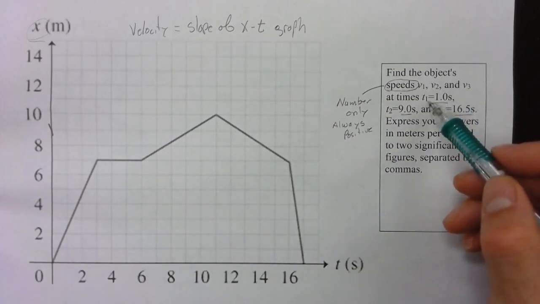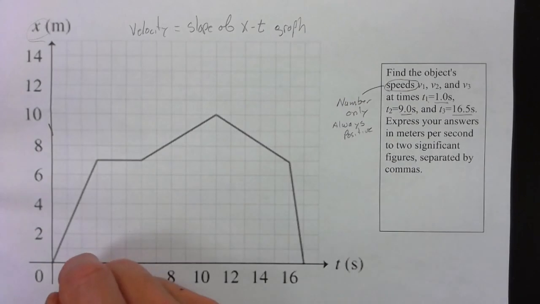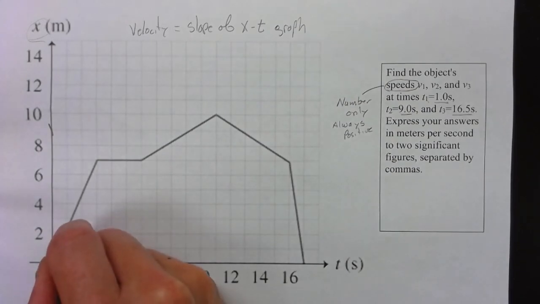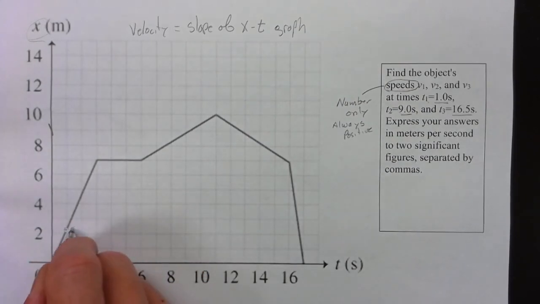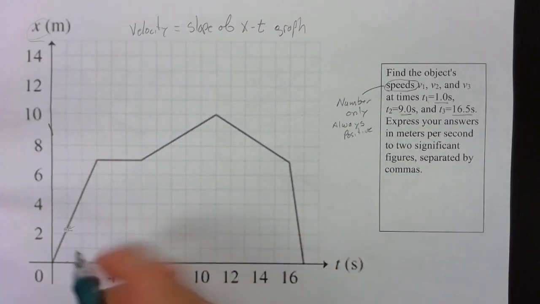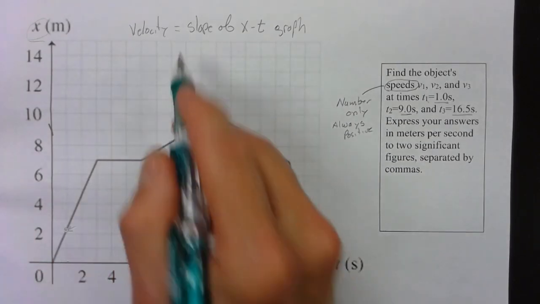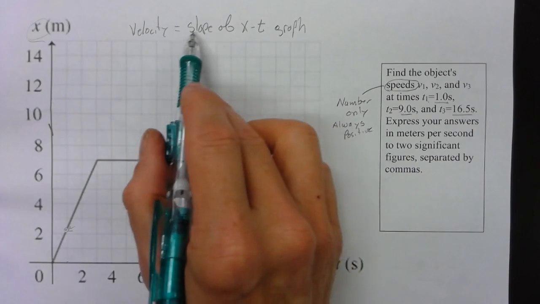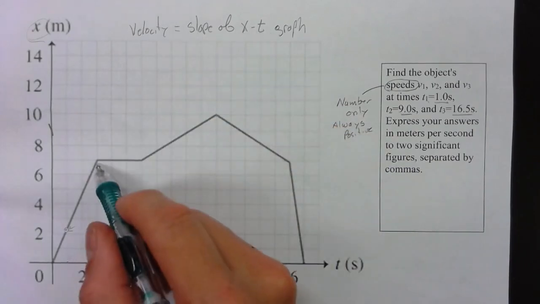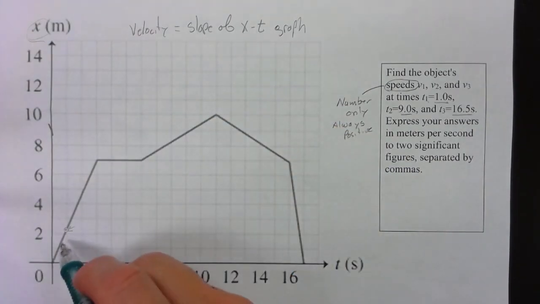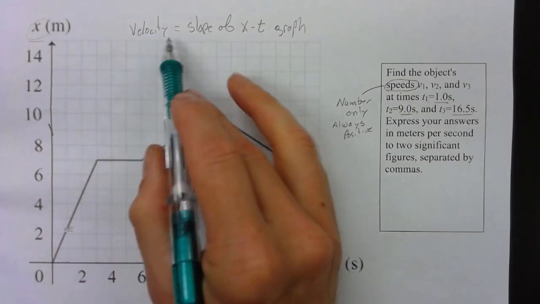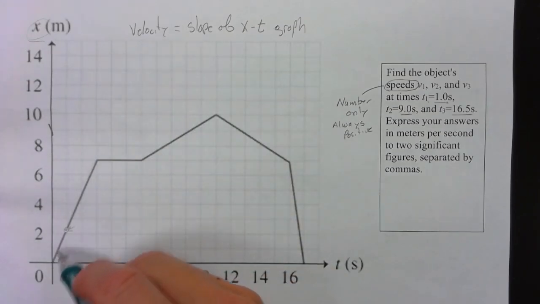Now for V1 at T1, 1 second. So here's 1 second. Follow it up here. It's right there. Now that's really hard to tell what number that is, but the speed or the velocity is found from the slope of the graph. Speed, the magnitude of velocity, is the slope of this.